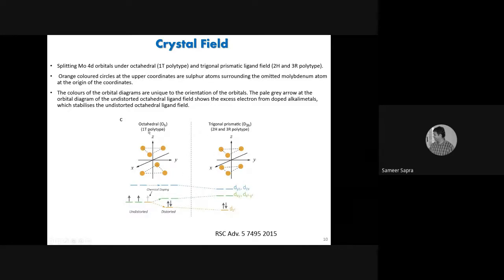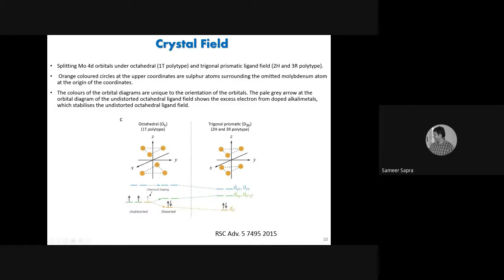But then 1T exists, and 1T exists when you exfoliate molybdenum sulphide using lithium. What does lithium do? Lithium puts in 1 electron. Well, it's an electropositive metal, so it just gives off the 1 electron and becomes lithium plus. And where does this 1 electron go? This 1 electron goes and sits over here. And when that happens, then the t2g is filled, right? And it's more stable than the distorted form. So the distortion does not occur. And because of that, the 1T polytype gets stabilized. So you need some sort of chemical doping in order to stabilize the 1T polytype.